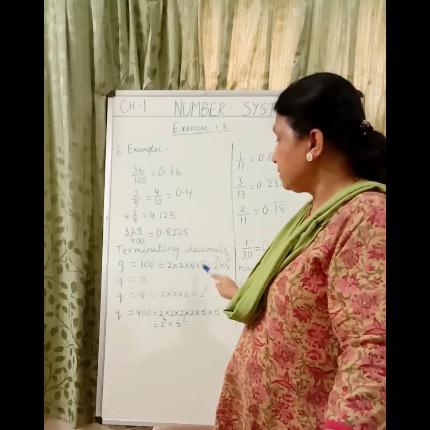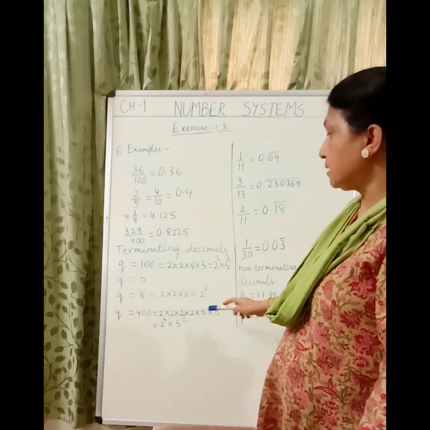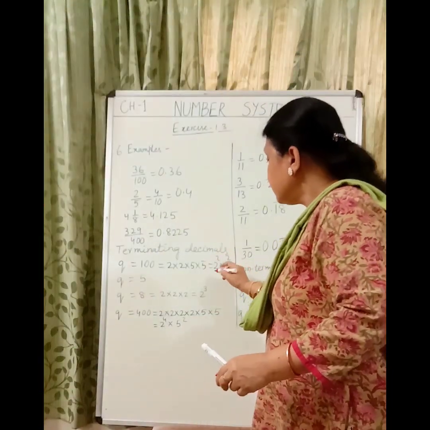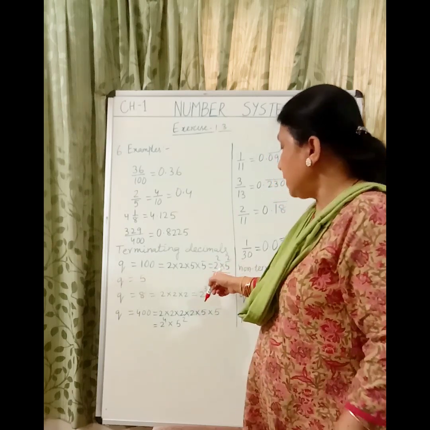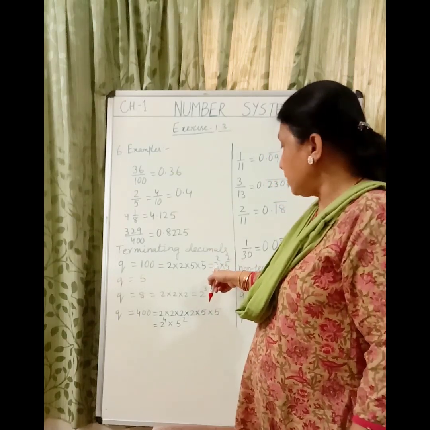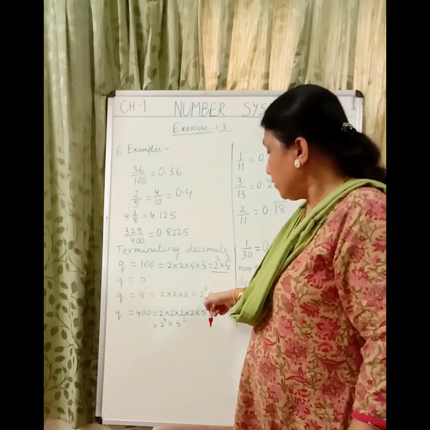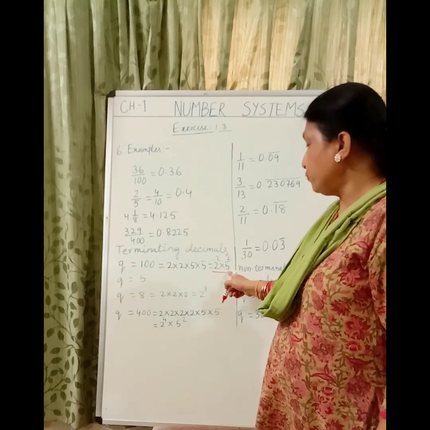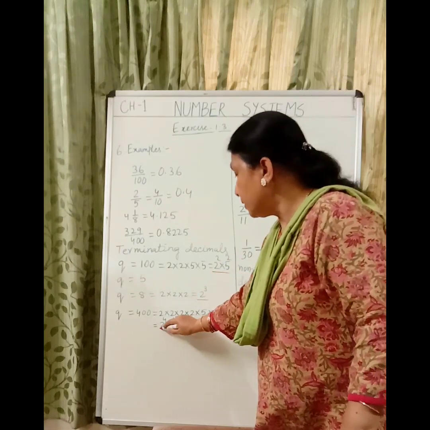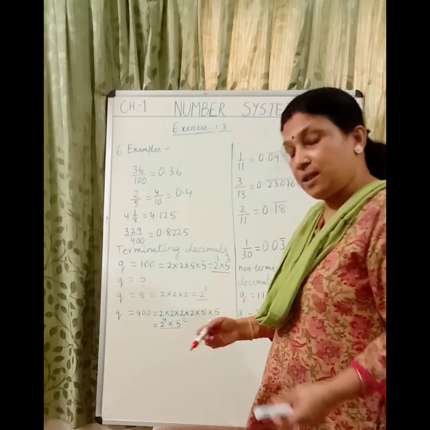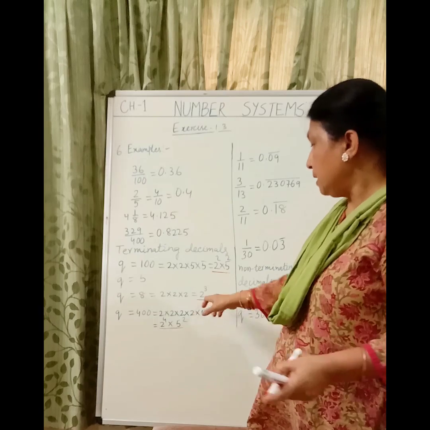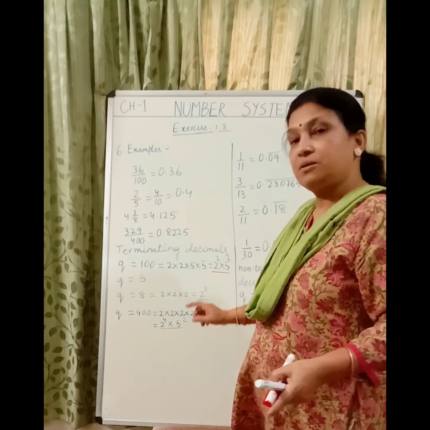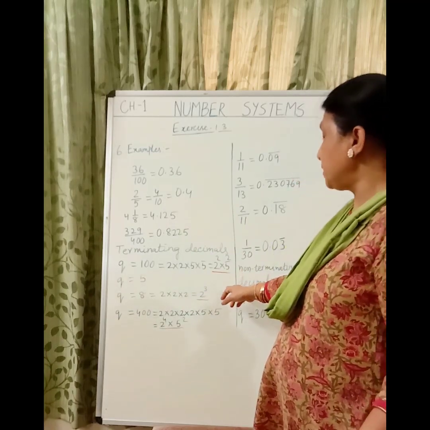What do we notice here? All the denominators, you can see they are either a power of 2 or a power of 5 or both powers of 2 and 5. Here you can see 2 and 5 both are there with the powers. Here it is only 2 to the power 3. So all have terminating decimal representation.